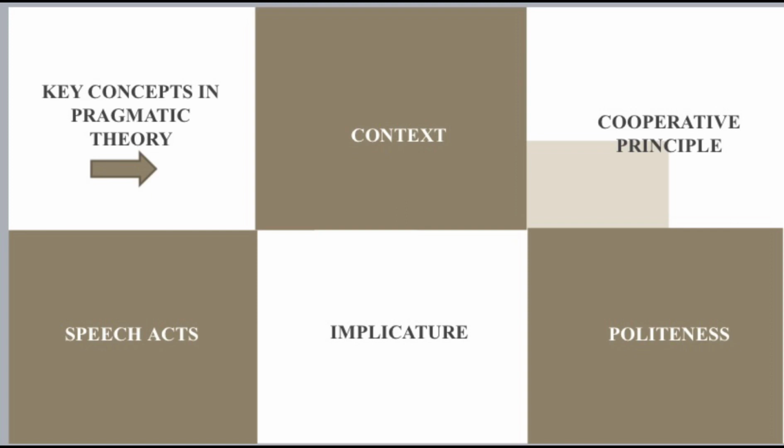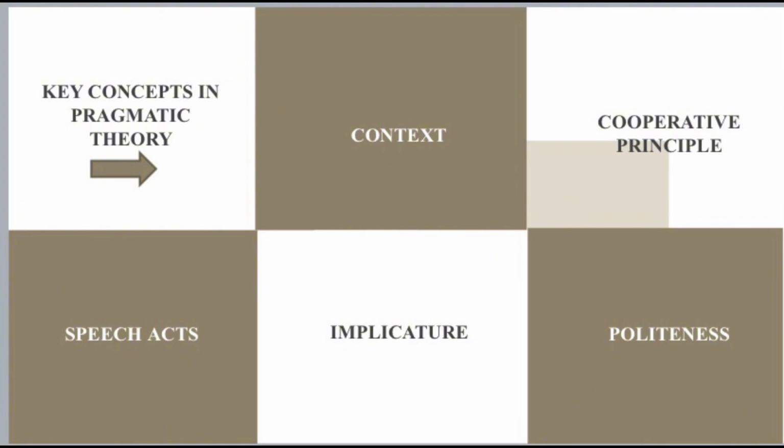Number 4, implicature. Implicature refers to the meaning that is indirectly conveyed by an utterance beyond its literal interpretation. It involves understanding what a speaker implies or suggests rather than what they explicitly state. Grice's theory of implicatures suggests that implicatures are derived from the violation or flouting of the cooperative principle.